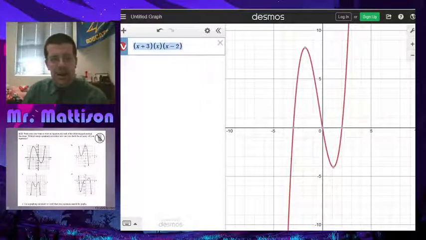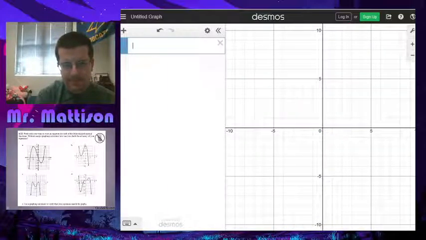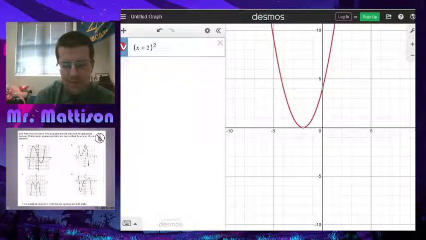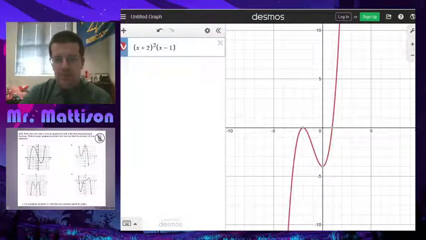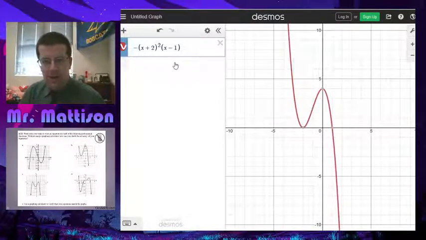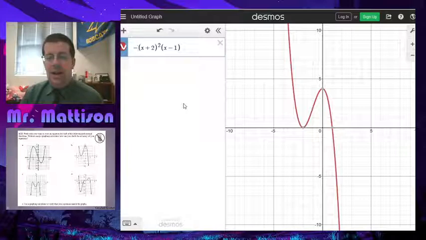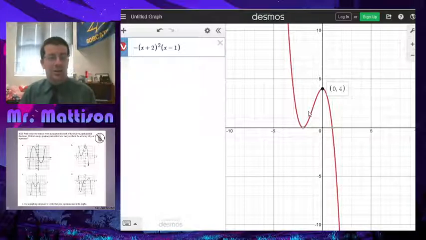So now let's try the second one. Let's try B. So B, we said that it needed to be x plus 2 to the second times x minus 1, right? Then it needs to be negative to get it the right way up. So there we go. Now does that match? Well, on our graph down there on the PowerPoint, we actually crossed the y-axis at 8, and here we're crossing it at 4. So we're going to have to change that in order to make it work.